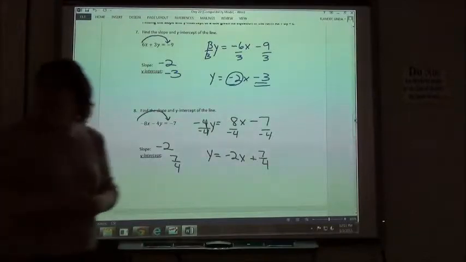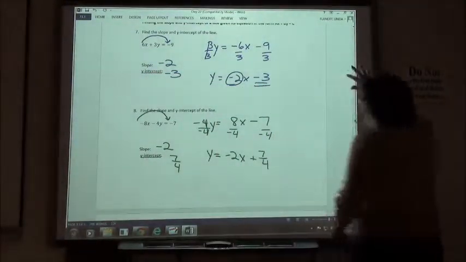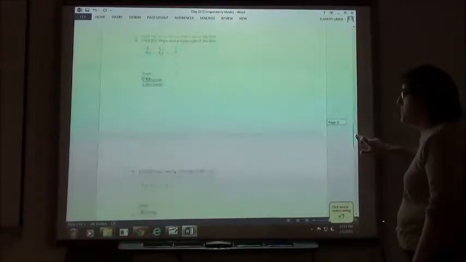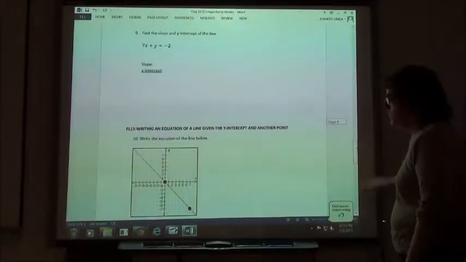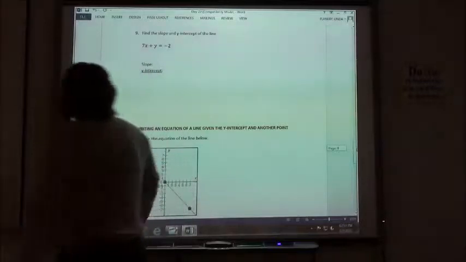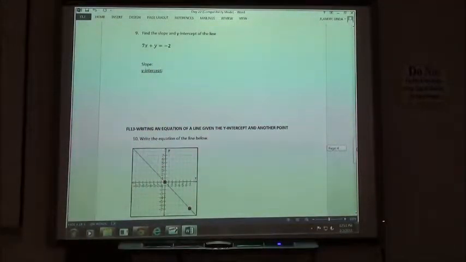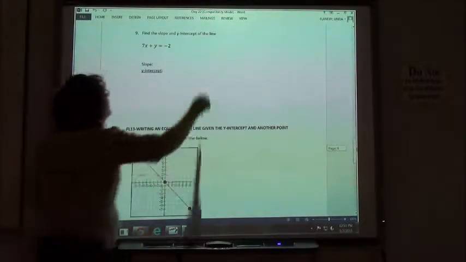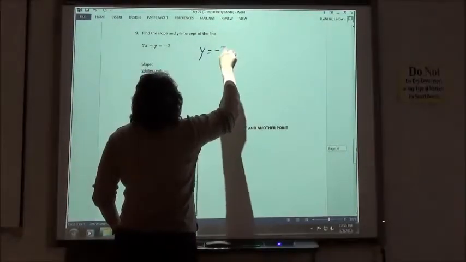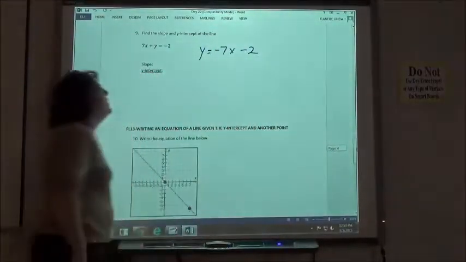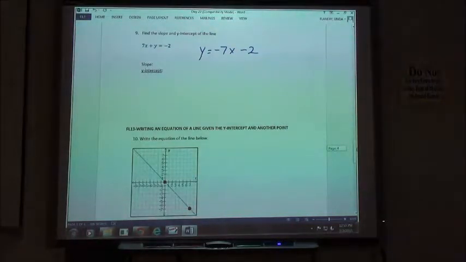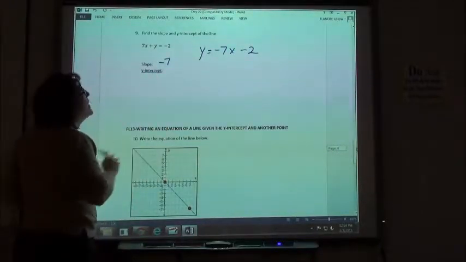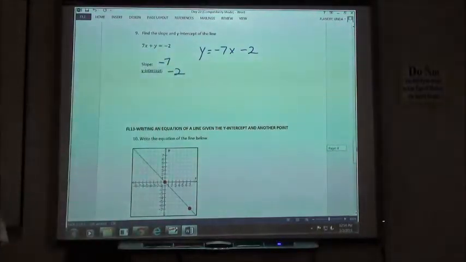We're almost to the end. So number 9, oh, that one's a little easier one to solve for y because I don't have that coefficient in front. First thing I want to do, subtract my 7x. So y is going to equal -7x minus the 2. And on that one, I don't even have to do any dividing. So my slope, -7, and my y-intercept, -2.